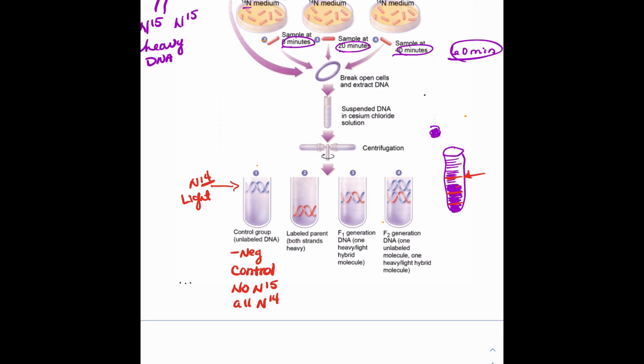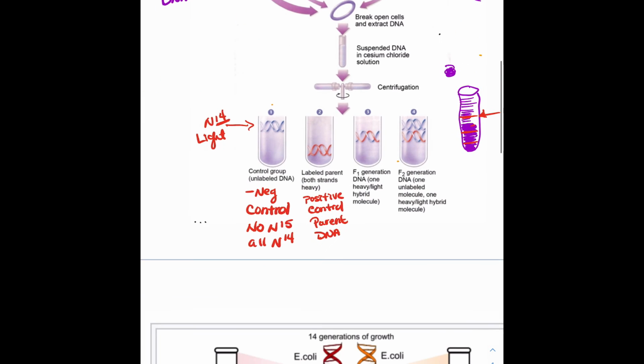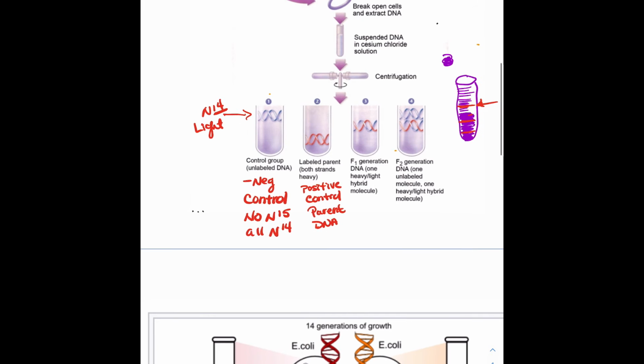Then they took their positive control, and this is their parent DNA. And what do I mean by that? I mean, this is the DNA they grew here on this N15 plate. So that's their parent DNA. All it's been exposed to is N15 media. And they extracted the DNA and they spun it, and look what they found. The DNA is much heavier, and so it's towards the bottom of the cesium chloride gradient.